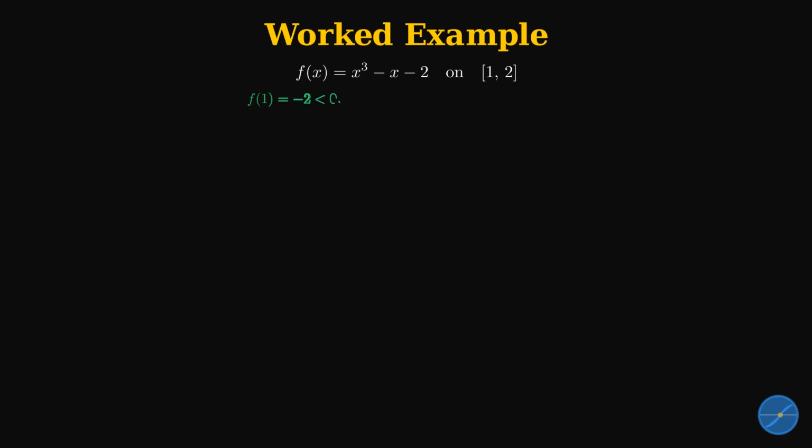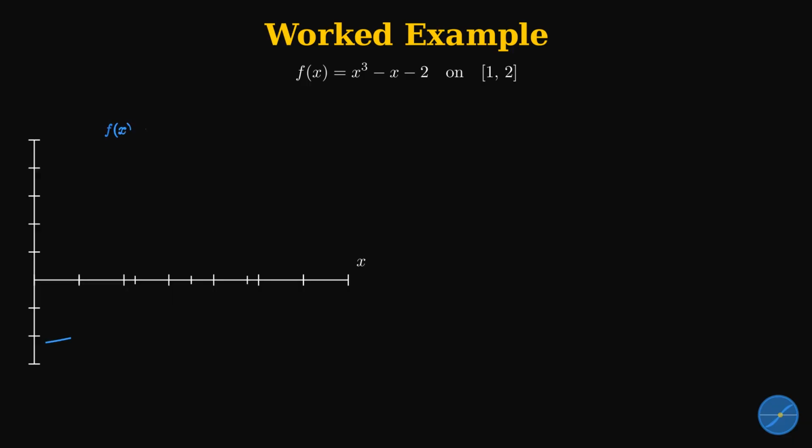Let's run the method on a real example. f of x is equal to x cubed minus x minus 2 on the interval 1 to 2. First, check the endpoints. f of 1 is minus 2, f of 2 is plus 4. So opposite signs, a root is trapped inside. Here's the graph. You can see it crossing the axis once between 1 and 2. That crossing is what we are looking for.